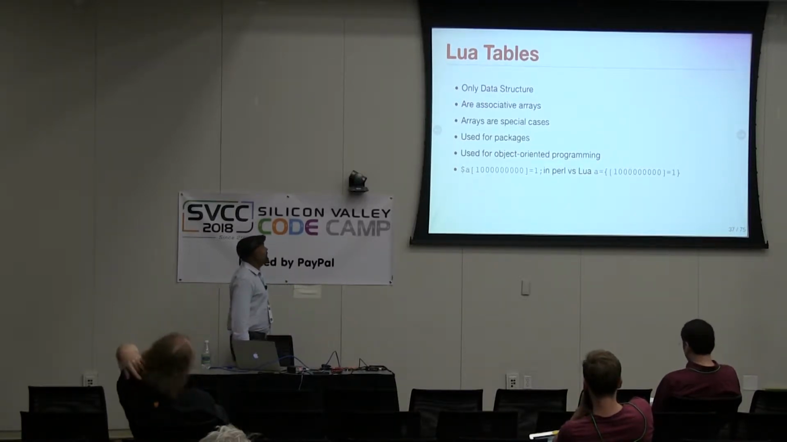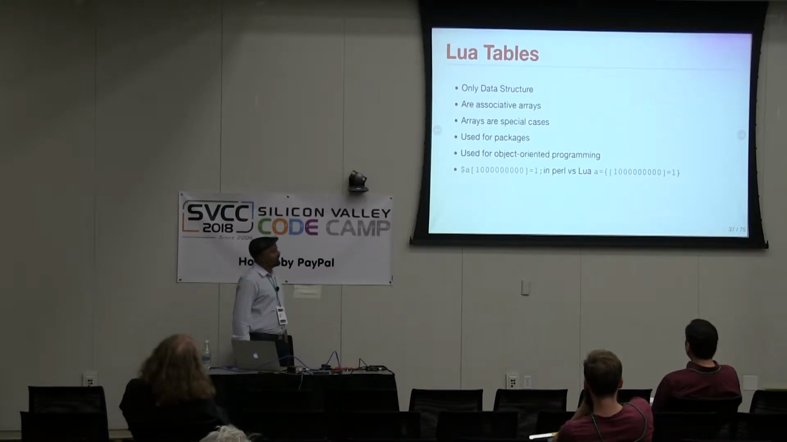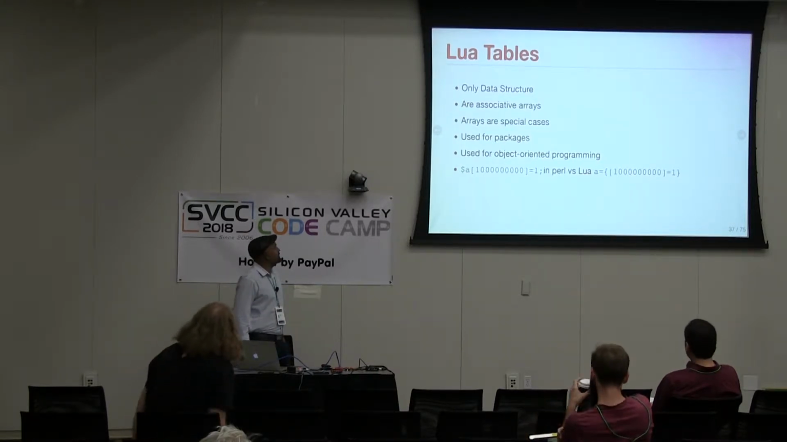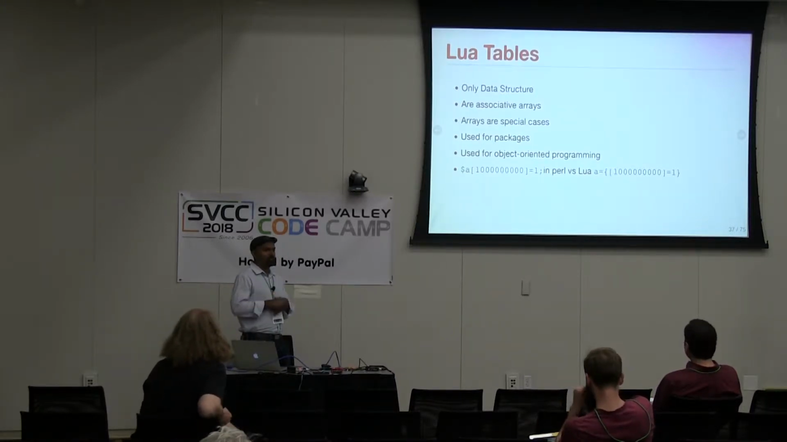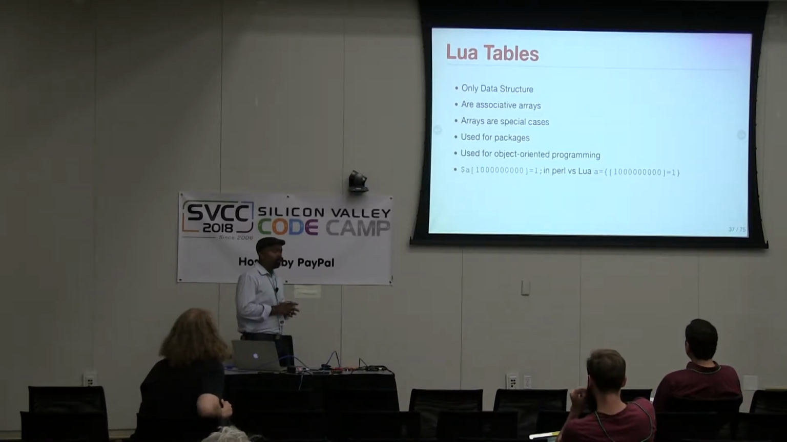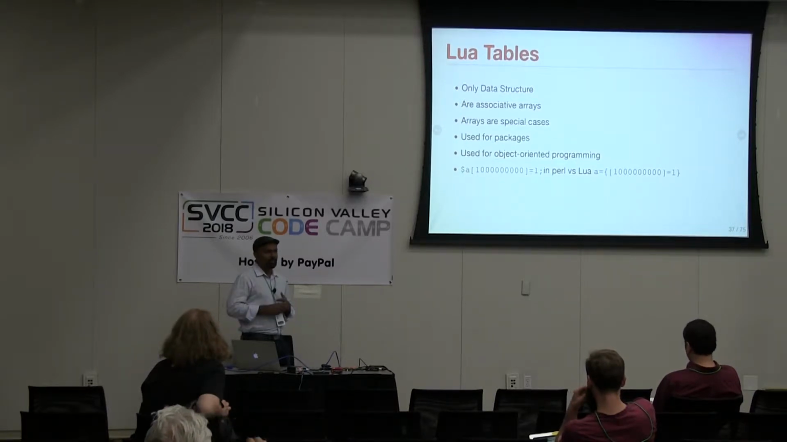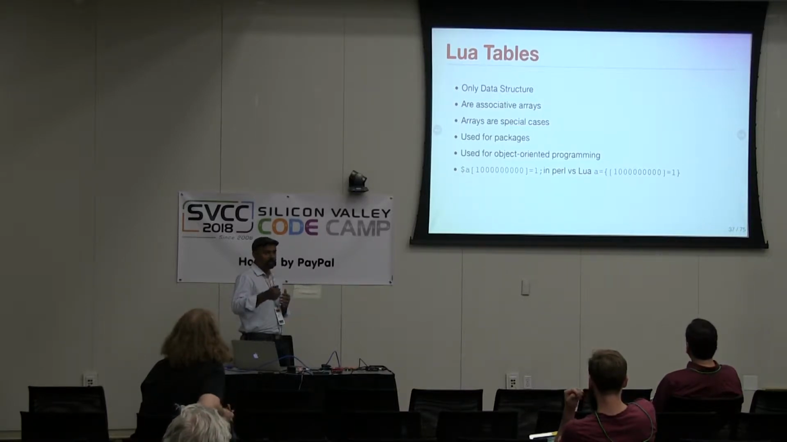Looking a little bit deeper at the Lua tables, it's the only data structure, like I said before, it's like associative arrays. Simple arrays are special cases where the index is basically the key. This is used for packages and for object-oriented programming as well. So in Perl, if you have an array and you set the millionth or the billionth index to 1, Perl will crash because there's not enough memory. But in Lua, it knows to create only one entry in the table and will set just that.